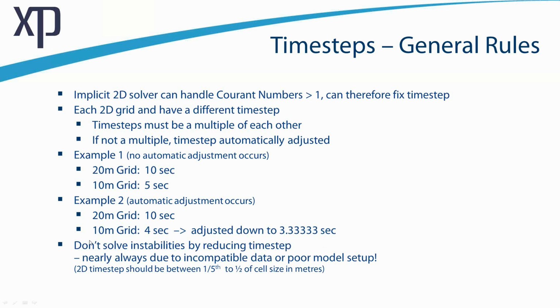And as a general tip with this 2D engine, don't try to solve instabilities by simply reducing your time step. Instabilities are nearly always a consequence of poor data or model setup, and an indicator of whether your model is well made or not. So effectively your 2D time step should be somewhere between 1/5 and half of your cell size measured in meters. And if it isn't, then normally 99% of the time something else is wrong, which we'd be more than happy to help you out with.